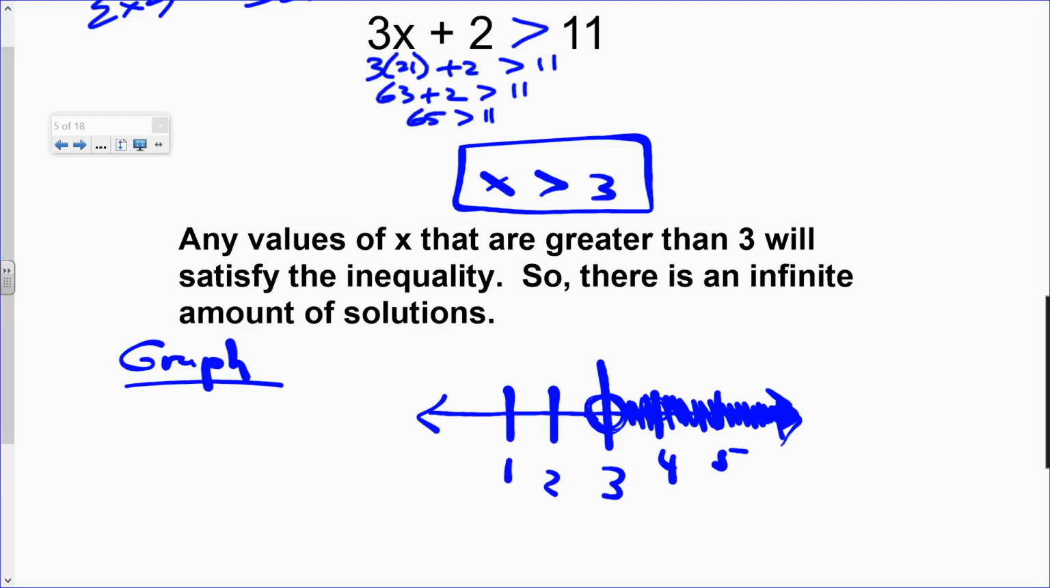So it satisfies any number greater than 3. Cool. I trust that was clear. Let's try another example.